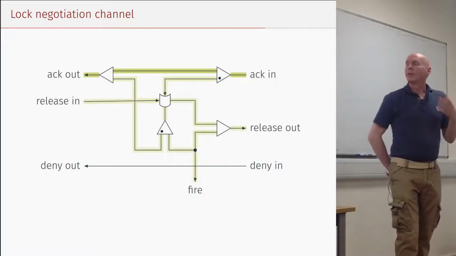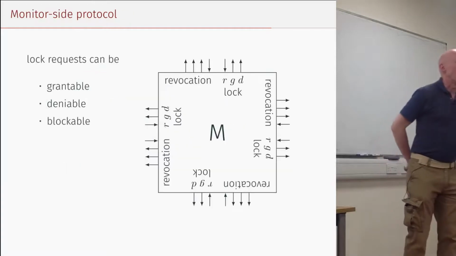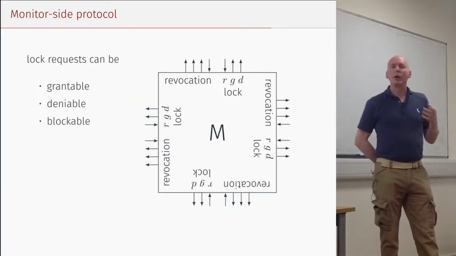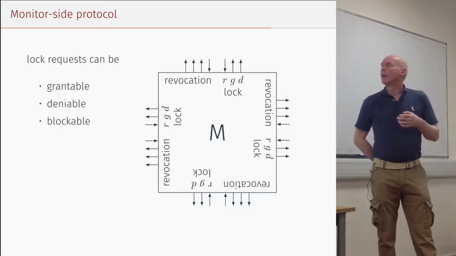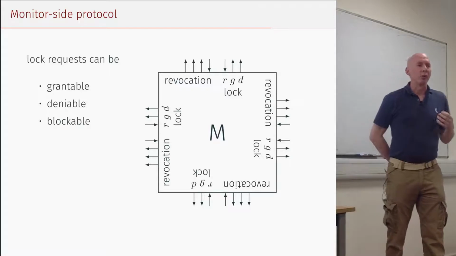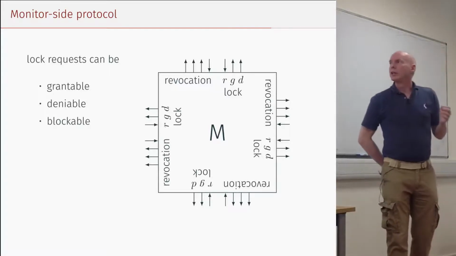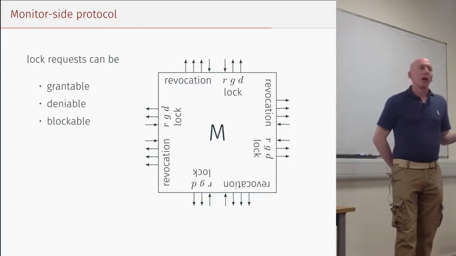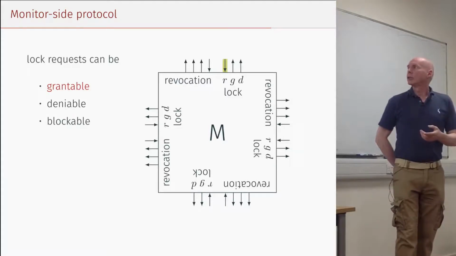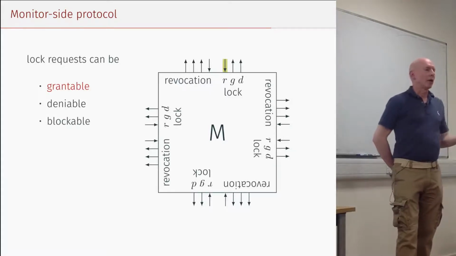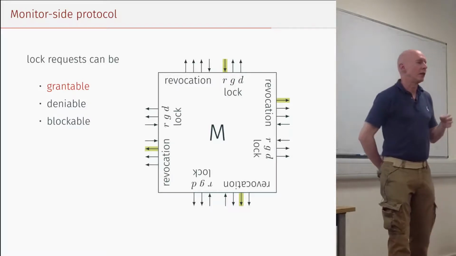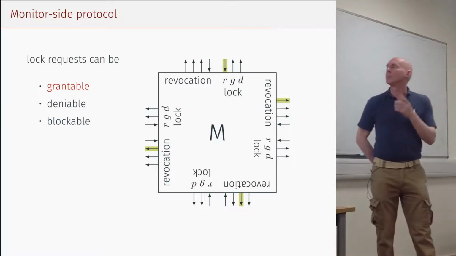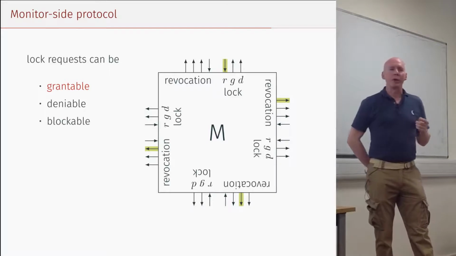So, as for the monitor side of the protocol, the monitor mainly needs to arbitrate between multiple lock negotiation channels. Maybe not just 4 as in this example. And it could grant, deny, or block a lock request. Let's see an example of each. Suppose it's not doing anything. It receives this lock request from above. It might as well grant the lock, but before it grants the lock, it sends revocation requests to the transitions that are competing with the one that has requested the lock.